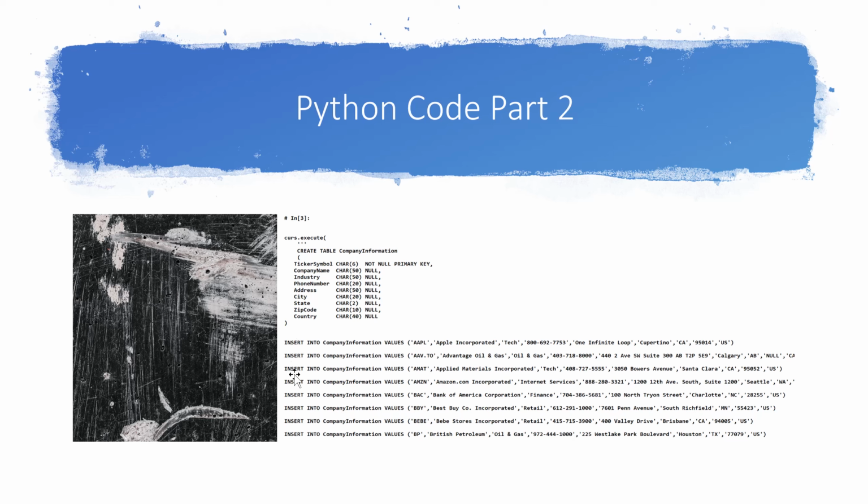Then I have insert statements. There are a lot more than that are just on this page, but these are insert statements into the company information table. This first one is Apple, the name of the company Apple Incorporated, the fact that it is a tech industry, a phone number, an address, a city, a state, a zip, and country.